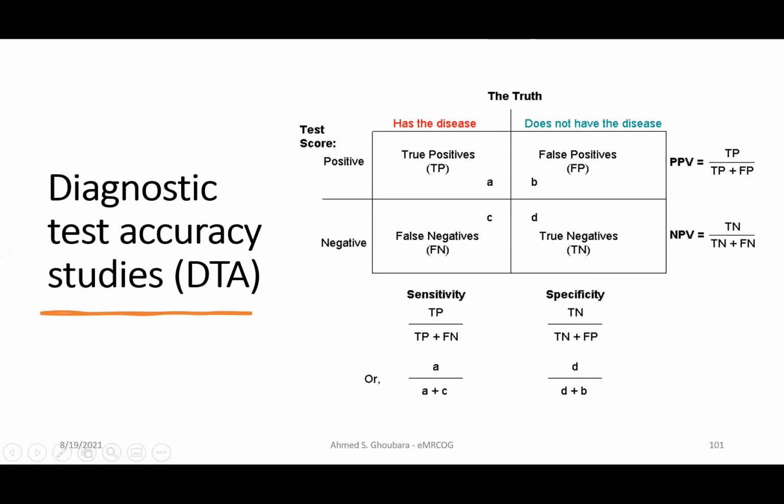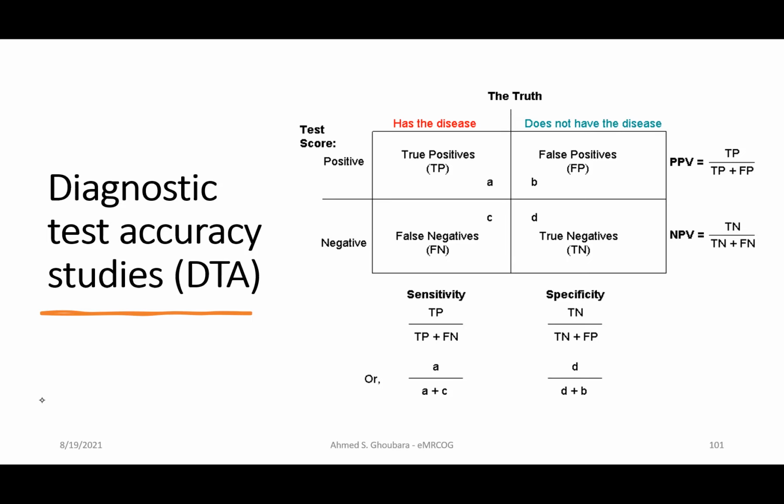So sensitivity. Sensitivity means the ability of the test to detect the true positive. Meaning, what's the ability of ultrasound to accurately detect endometrial cancer when we use the cutoff of 4? So we use the true positive, the first cell.